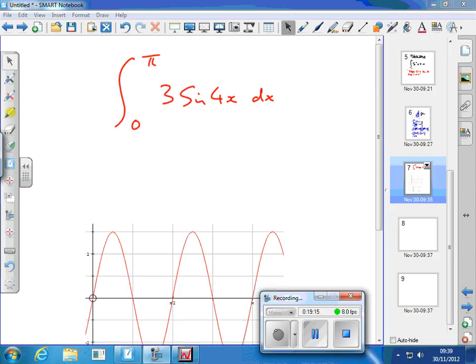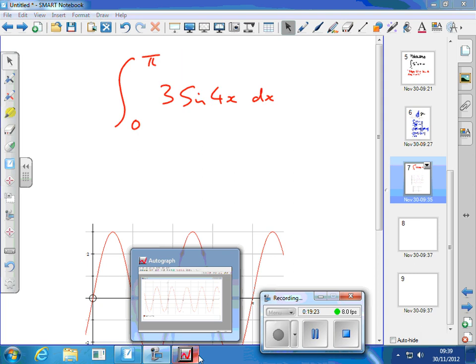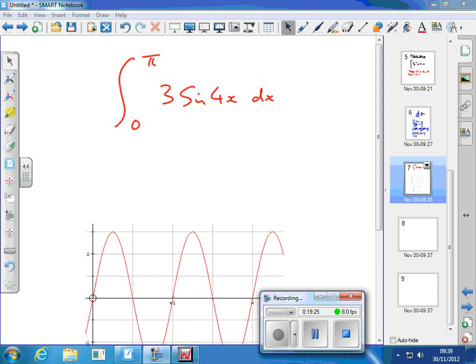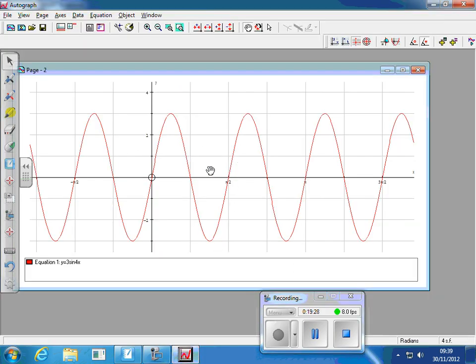So integrate the function 3 sine 4x between 0 and pi. If we look at the function, if I type it into Autograph, which I've done, here it is, and we go between 0 and pi, we notice one or two things to start off. There's pi, here's 0. So if I integrate this function between 0 and pi, what I'm doing is finding the area under the curve between 0 and pi.